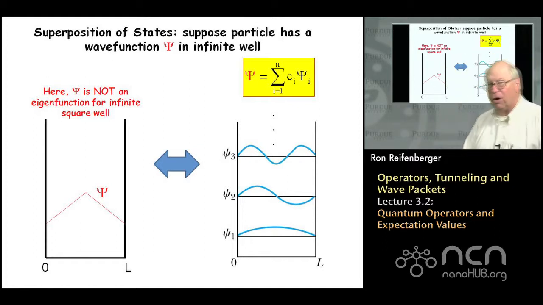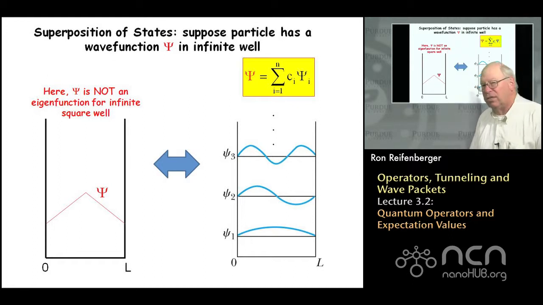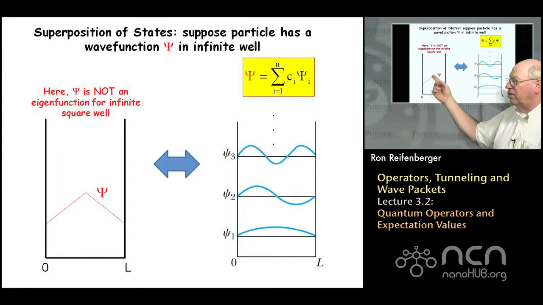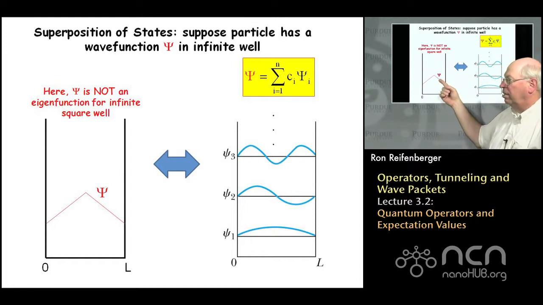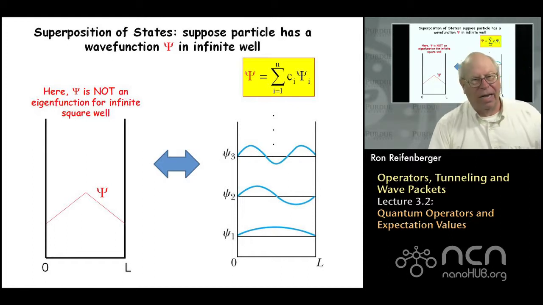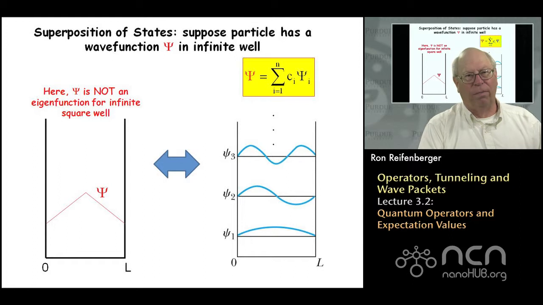Let's suppose we take a particle and put it in an infinite well, and we somehow control the wave function of that particle, and we give that wave function a value designated by this capital psi indicated in red. To be specific, let's say the wave function we prepare is a linear wave function, a triangular ramp that goes up and then back down to 0. At x equals 0 and x equals L, the wave function is 0, so it satisfies the boundary conditions. But the shape is clearly not one of the eigenfunctions that we solved for in the infinite square well potential.